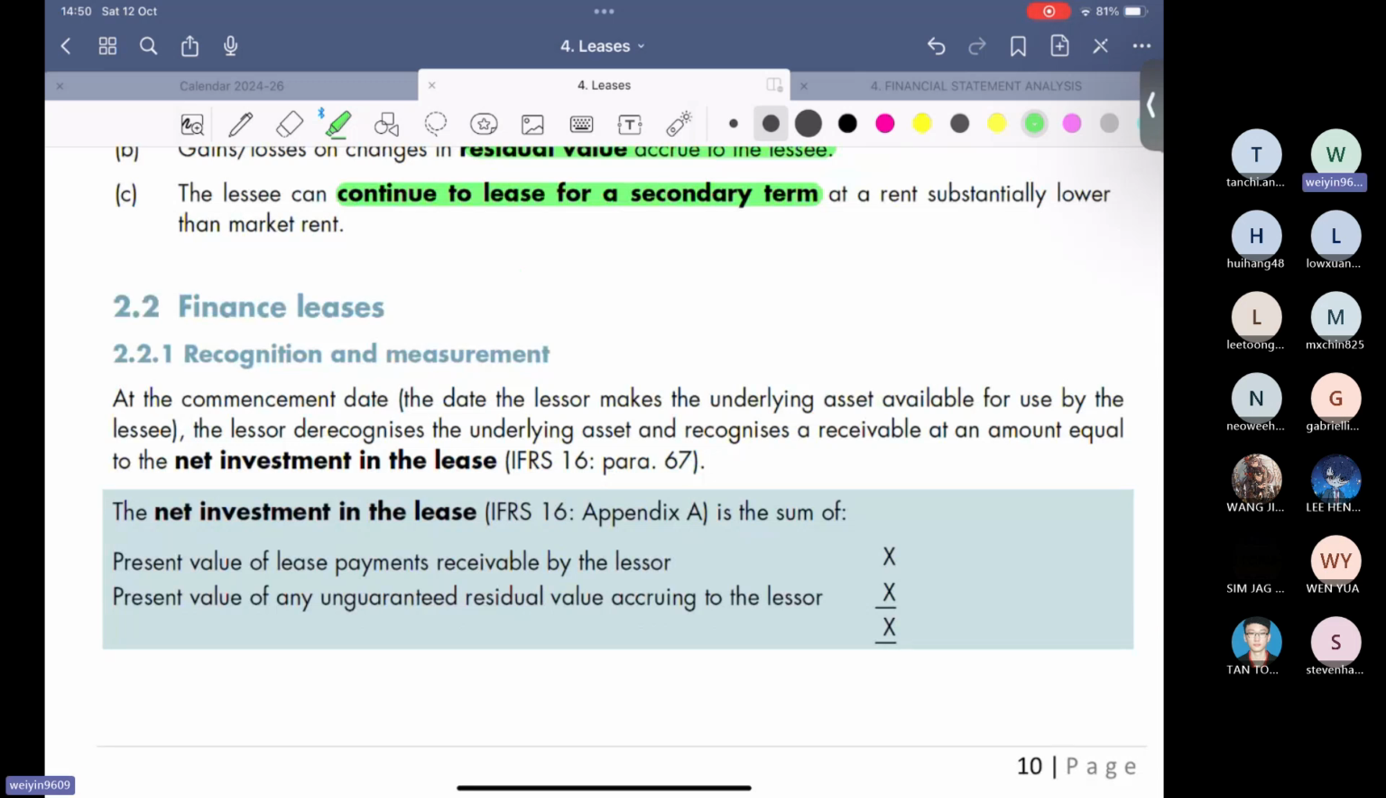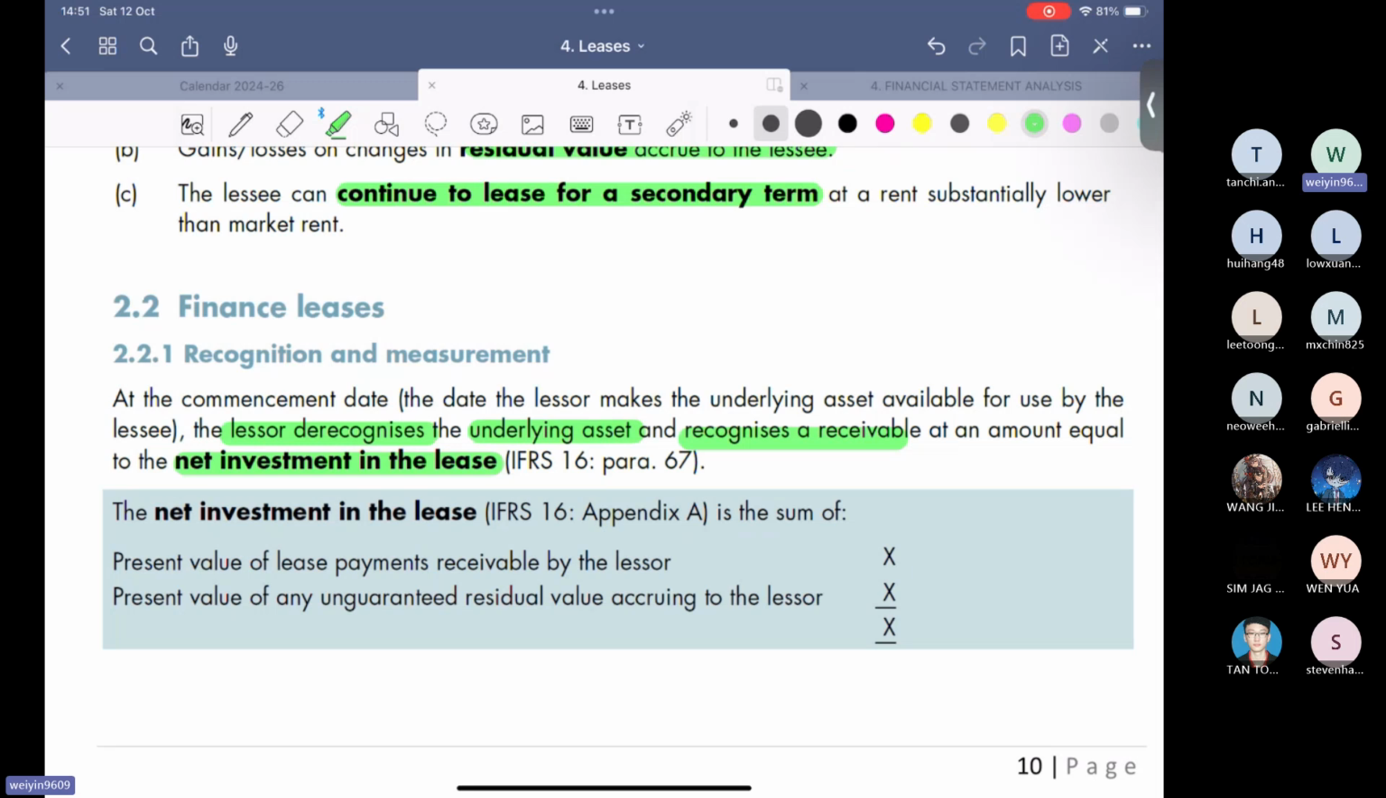So we look at the first one. It says that for the recognition and measurement, on the commencement date, at the date that the lessor made the underlying asset available for use by the lessee. So that means you fulfill the criteria mentioned just now, the 8 criteria. Once it's confirmed it's a finance lease, the lessor will de-recognize the underlying asset and then recognize a receivable at the amount equal to the net investment in the lease.